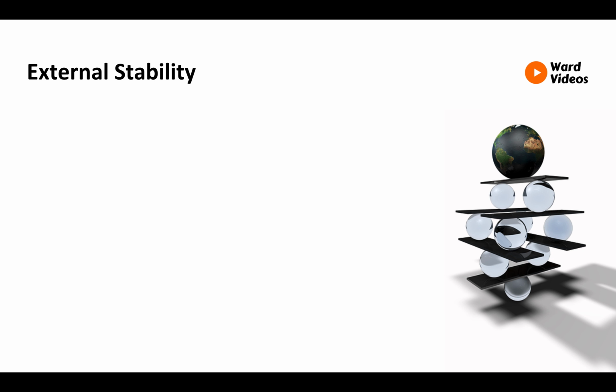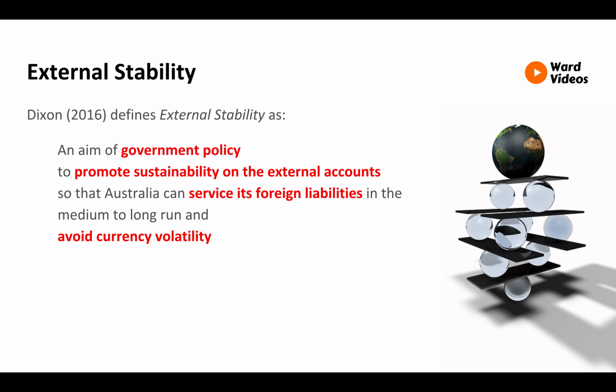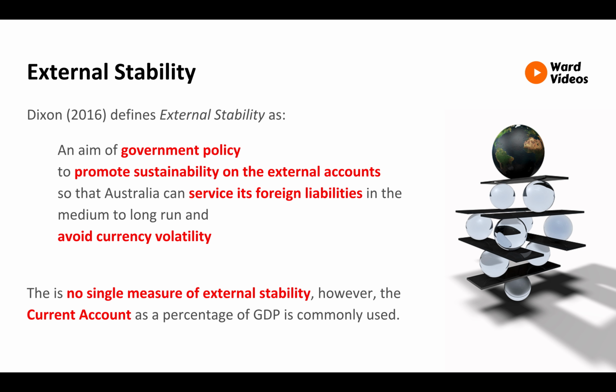External stability. Dixon defines external stability as an aim of government policy to promote sustainability on the external accounts so that Australia can service its foreign liabilities in the medium to long run and avoid currency volatility. There is no single measure of external stability. However, the current account as percentage of GDP is commonly used.